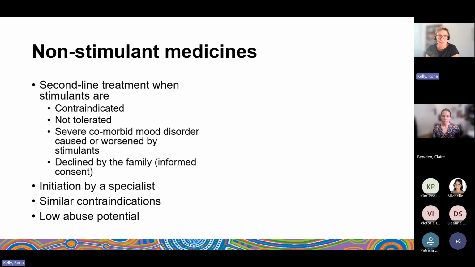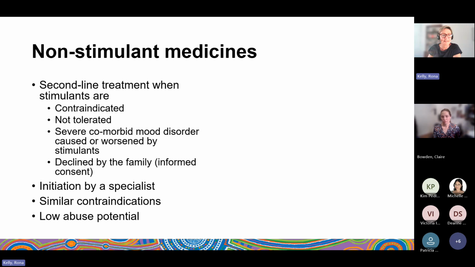Very briefly, there are two principal non-stimulant medicines that are used in Australia for the management of ADHD in kids. The pharmacodynamics are much more complex, but with regards to effectiveness, they're considered effective in about 4 to 6 out of 10. So it's a bit 50-50. It is important that they are started by a specialist, so by a pediatrician or a psychiatrist, and the PBS actually sets that out.